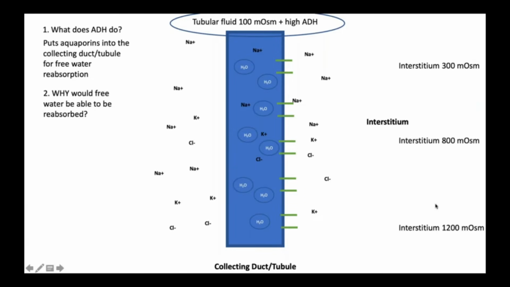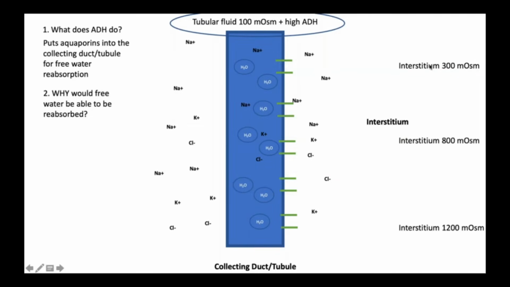But Susanna, why would free water be able to be reabsorbed in the first place? If I just put aquaporins into any cell, I'm not necessarily going to get free water reabsorption. So what's special about this circumstance that allows for free water to be reabsorbed? I think it's because the interstitium has more solutes than the tubule. Exactly. That is exactly right.